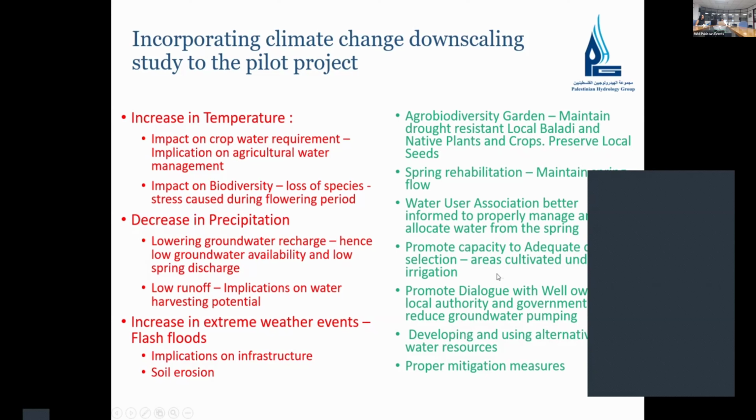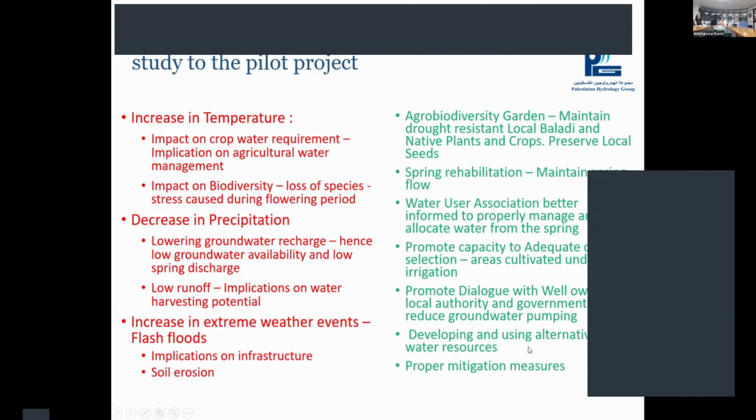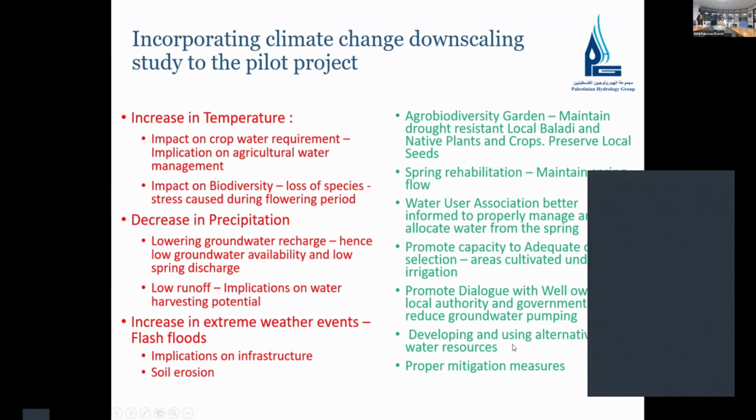In terms of promoting capacity for adequate crop selection, as well as areas cultivated under irrigation, that will also be part of the training and capacity building for the farmers as well as the Water User Association. We will also help promote dialogue with all well owners and stakeholders so that they can lower the pumpage during the drought period and maintain the sustainability of the spring and the groundwater for their benefit and for the community's benefit. We will also develop alternatives together with the community for other alternative water sources, so that they can use them to support the shortages in the expected water as a result of the drought.